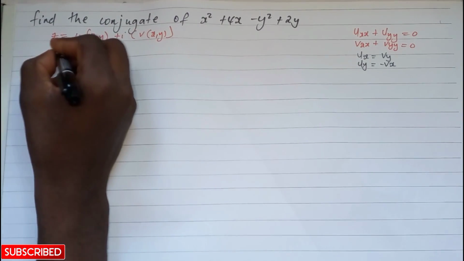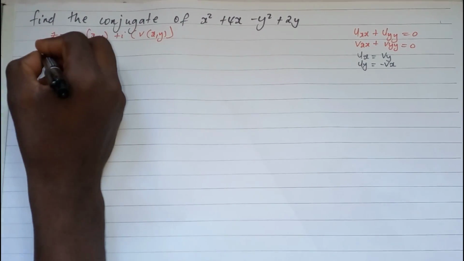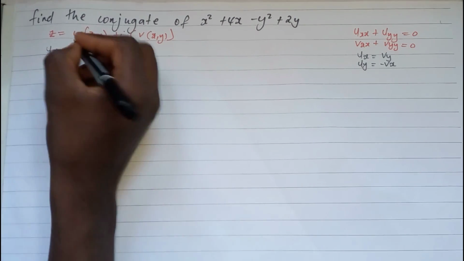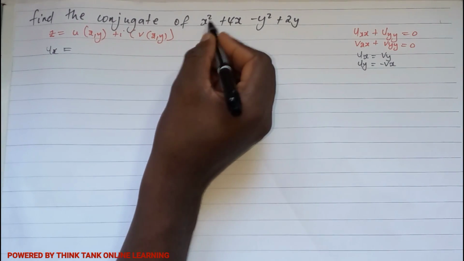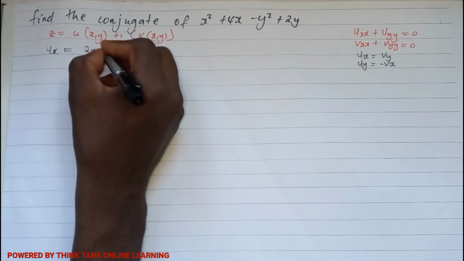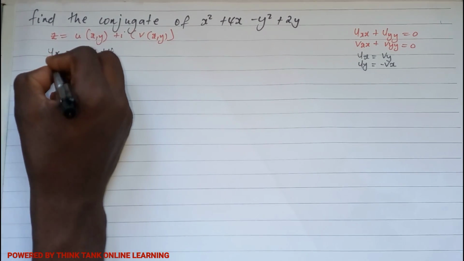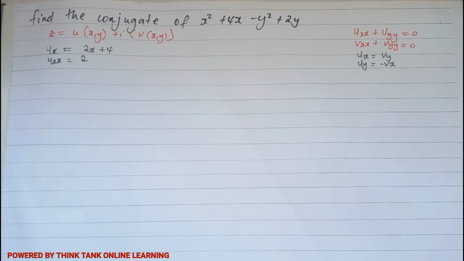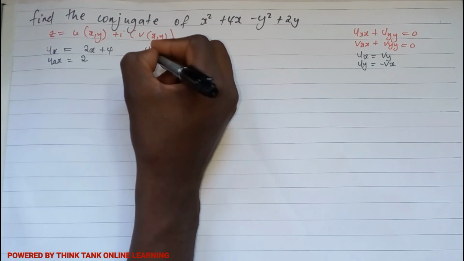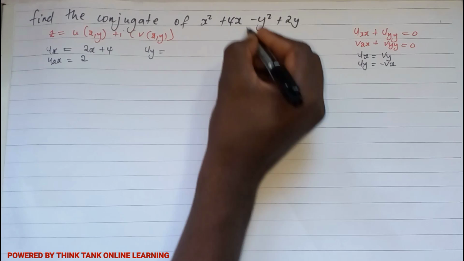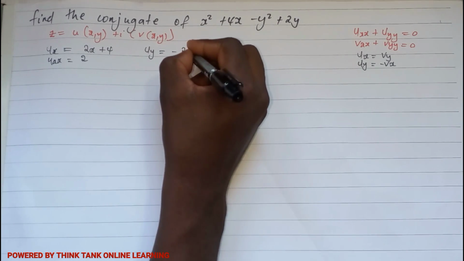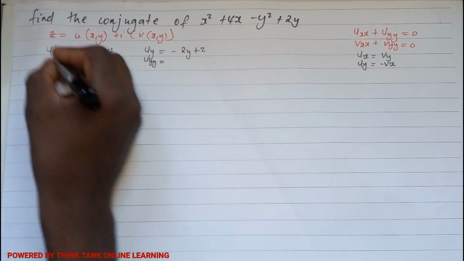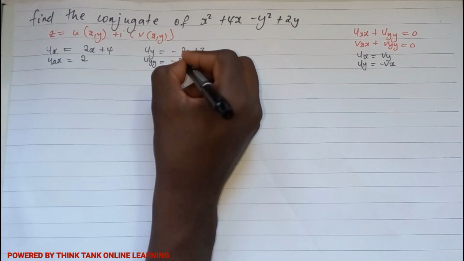If you want to find uxx, let's first start by finding ux. Differentiating this with respect to x, we get 2x plus 4. Now for uxx, we get 2. Now we go to uy. Differentiating this with respect to y, we get negative 2y plus 2. So for uyy, remember these are second derivatives, we get negative 2.